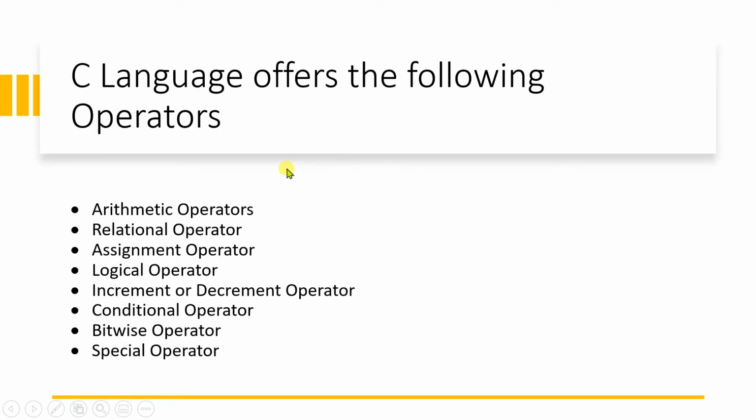C language offers the following operators. What are the different operators C language provides? Arithmetic, relational, assignment, logical, increment or decrement, conditional operator, bitwise operator, and special operators. We will cover all these operators in subsequent lectures. Let us discuss the arithmetic operators first.